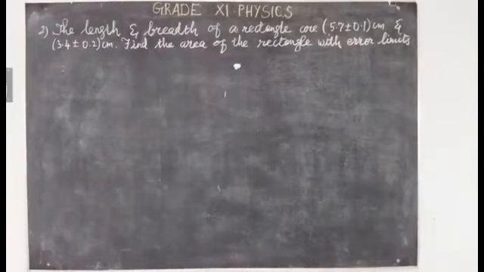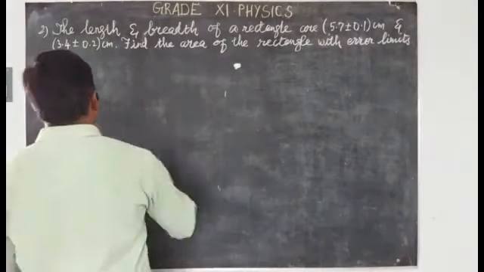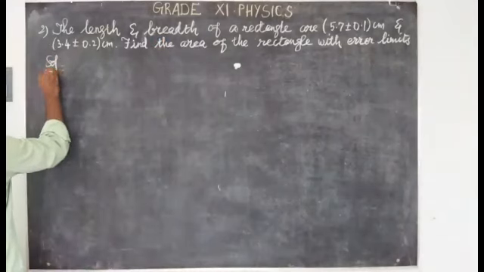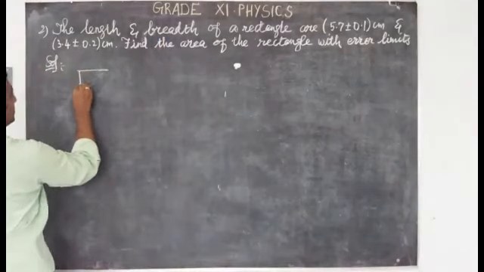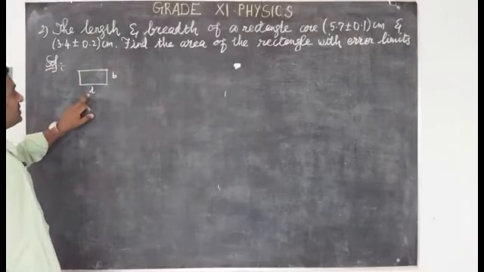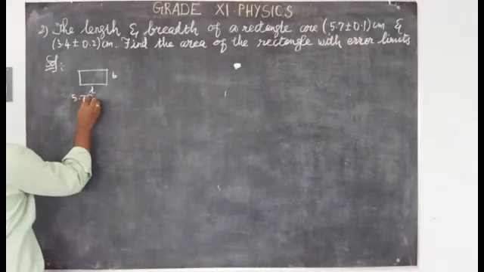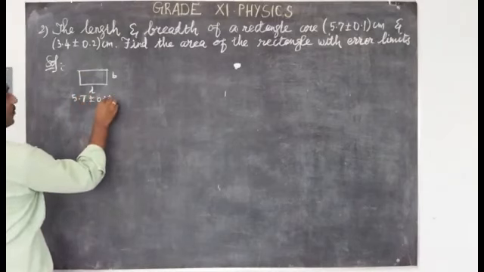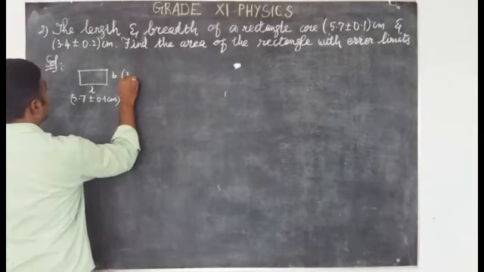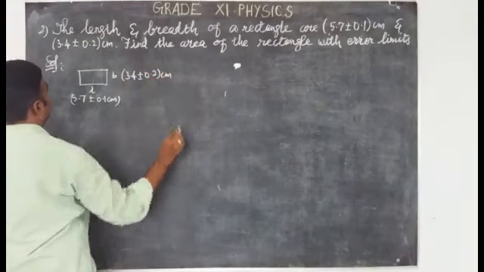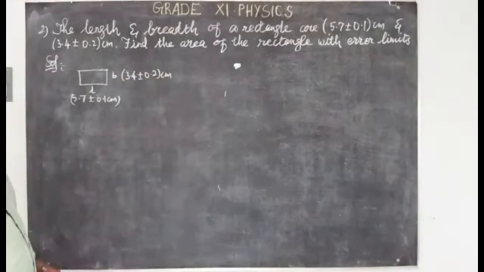Now the second question. The length and breadth of the rectangle are given. Look at that, that is the rectangle. The length is 5.7 centimeter plus or minus 0.1 centimeter. Similarly, the breadth of the rectangle is 3.4 centimeter plus or minus 0.2 centimeter. Find the area of the rectangle with the error limit.